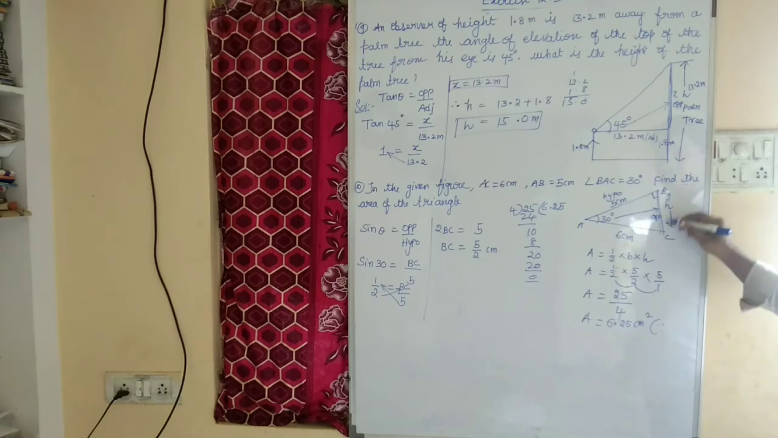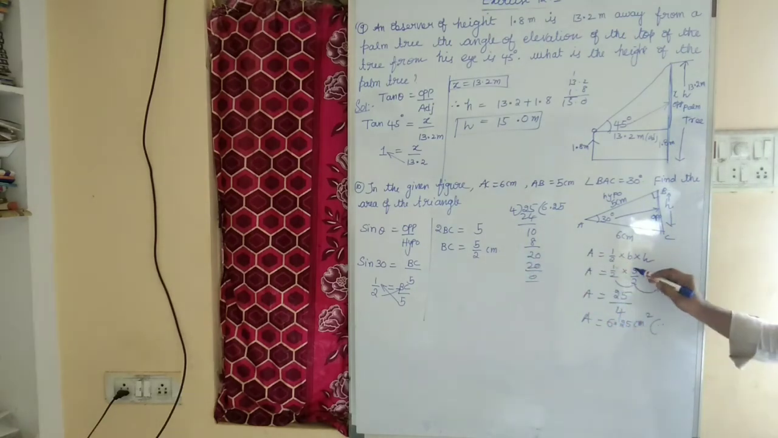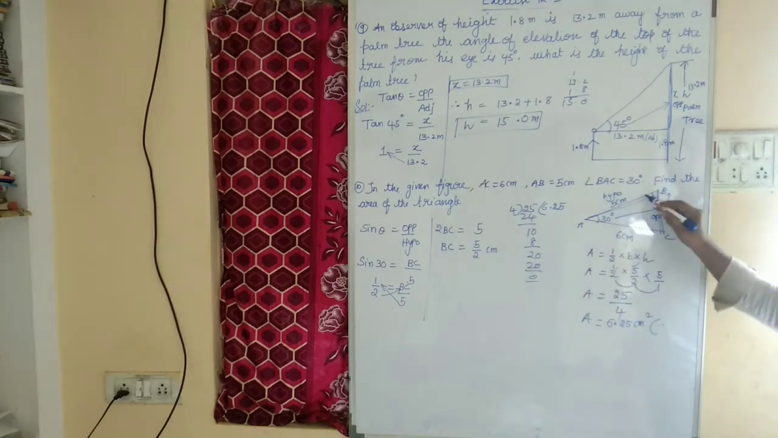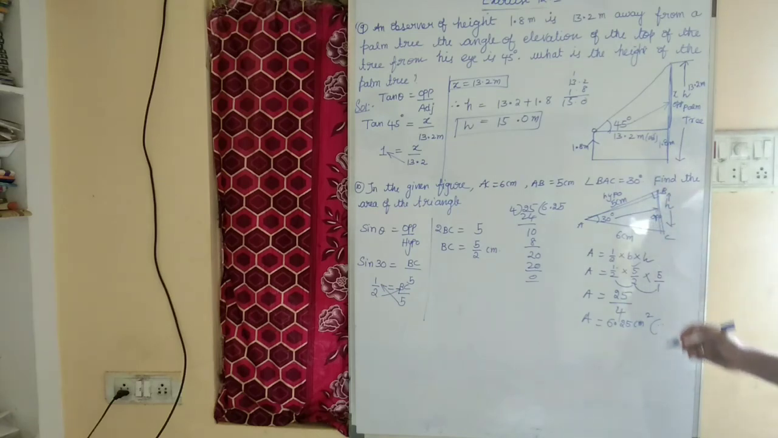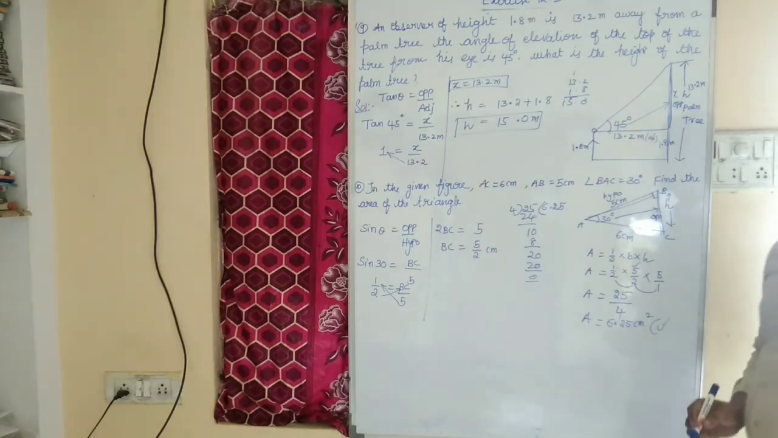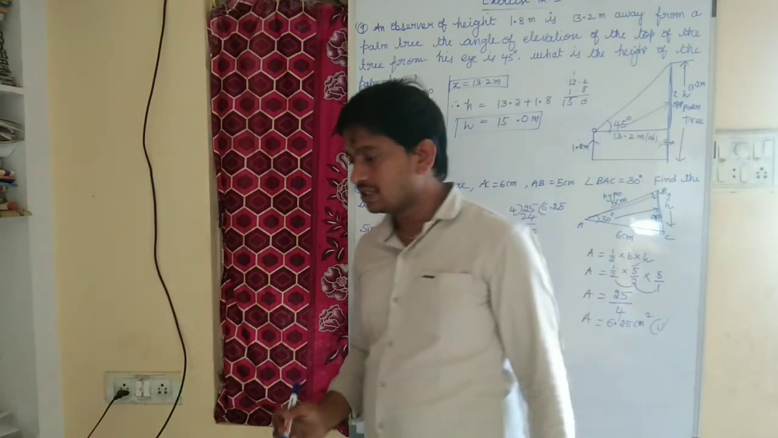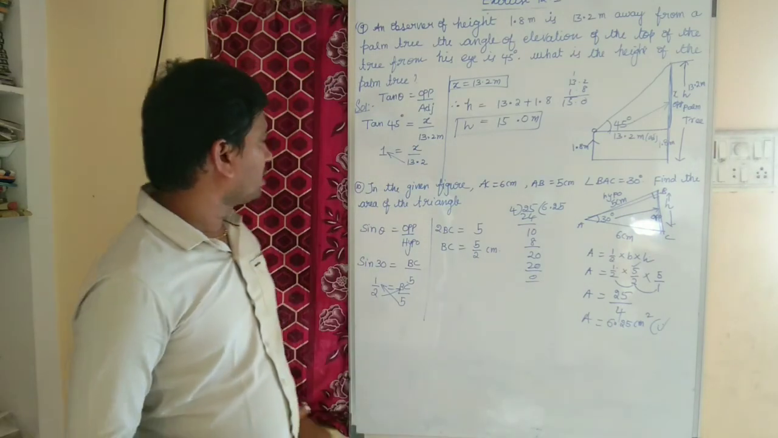So this is our base, children. BC we got as 5 by 2, and the height of the triangle is AB, which is 5. If we substitute and calculate the given values, we will get the area of the triangle as 6.25 square centimeters. Okay, this is our 10th question.